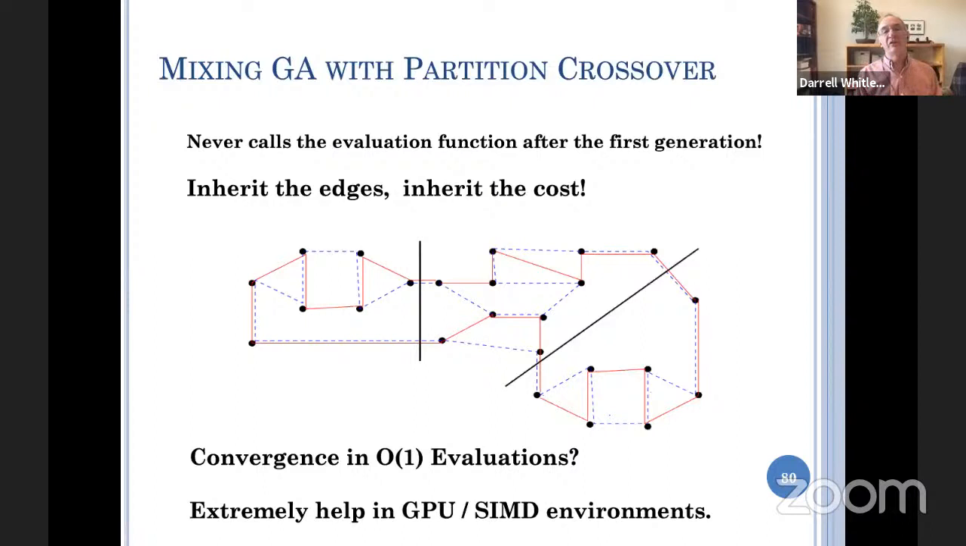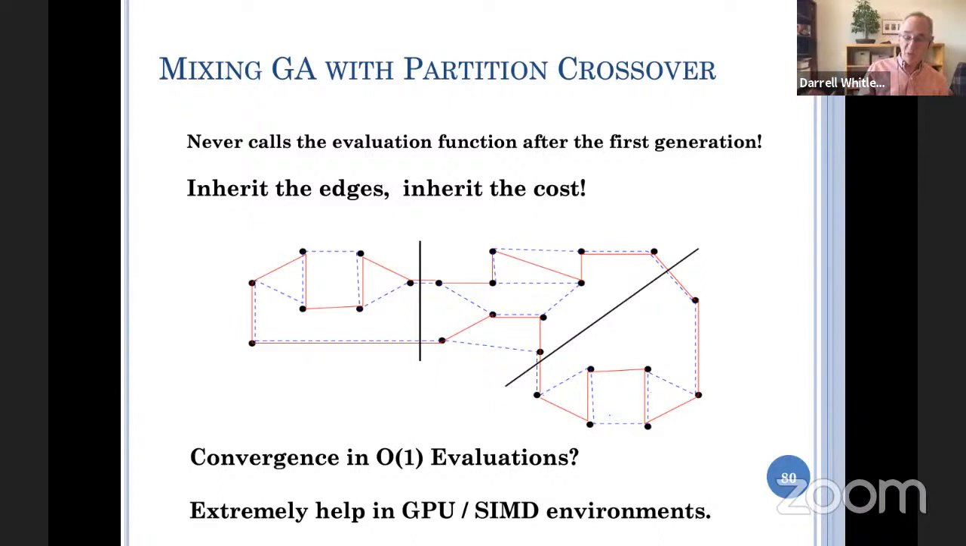So a couple of things that are interesting about this. One is we never call the evaluation function after the first generation. And that's because since this does perfect recombination, when you save an edge, you also save its cost. And therefore you never have to access the evaluation function again. So in some sense, we sort of have convergence here in order one evaluations because we're not evaluating these tours by calling the evaluation function.